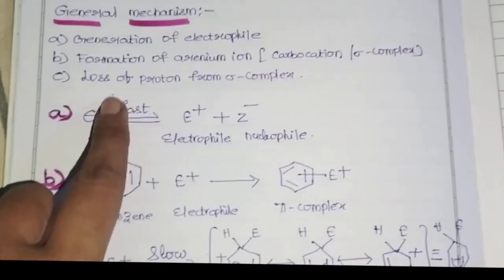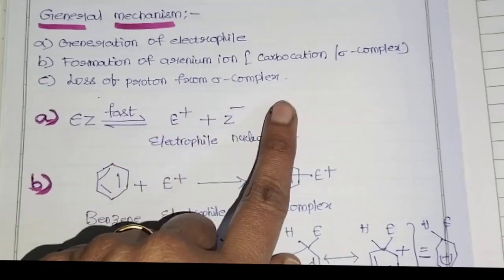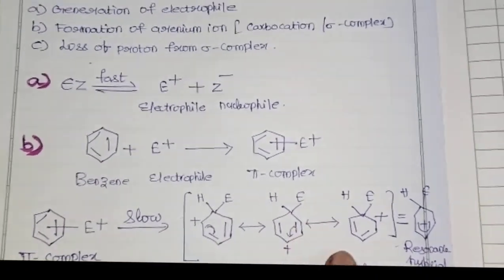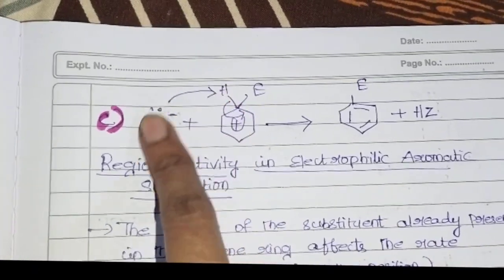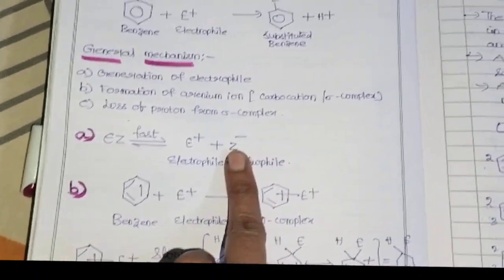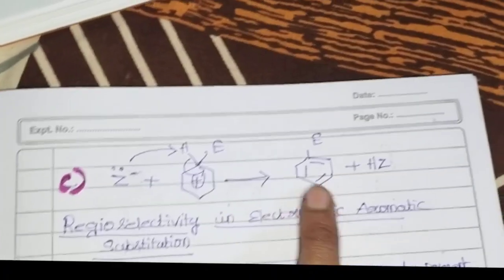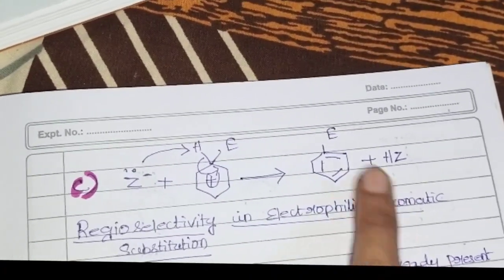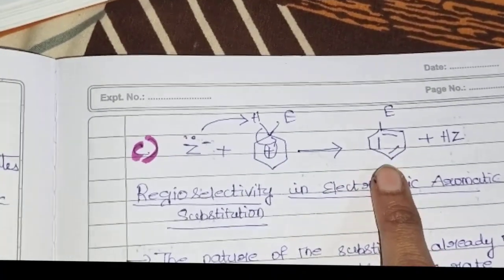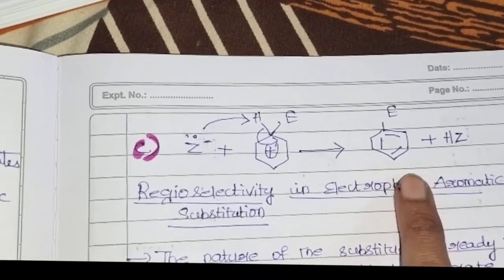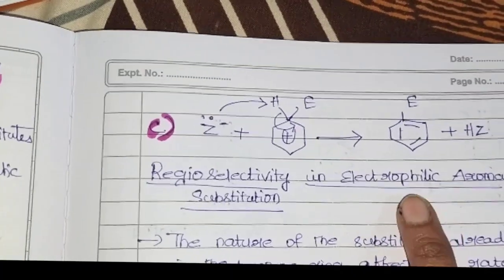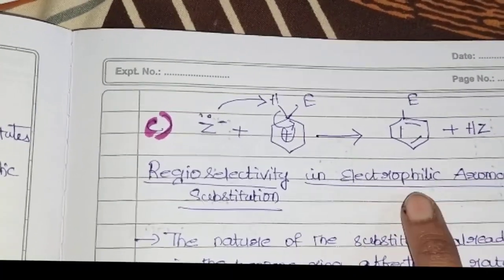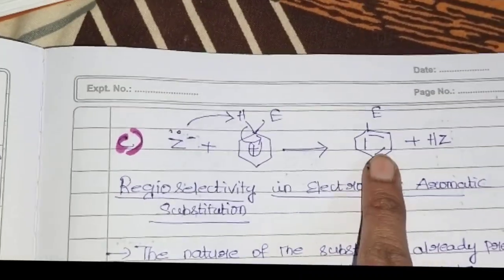The last step is loss of a proton from this sigma complex. The proton will be lost with the nucleophile which is there. The nucleophile will take the proton, and lastly the electrophile will remain. Like this the electrophilic substitution reaction occurs, and the electrophilic substituted benzene product is formed.